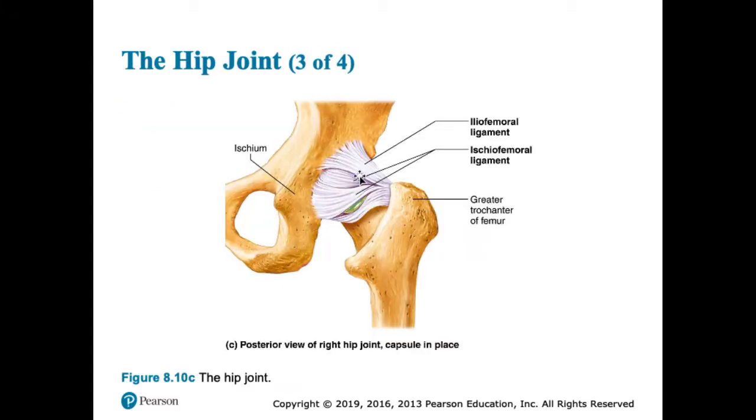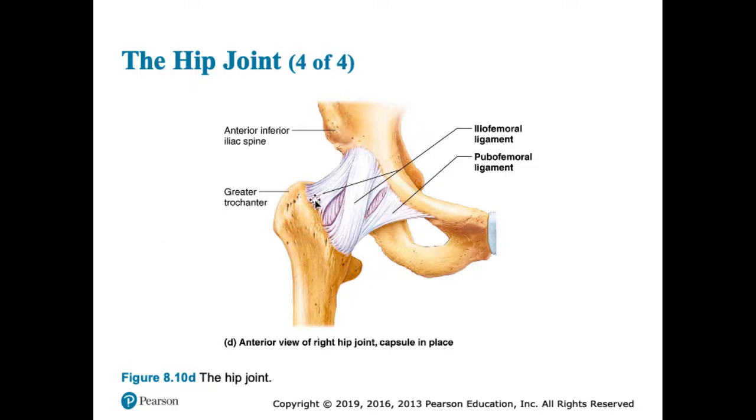And so you can see here is that iliofemoral ligament and the ischiofemoral ligament. So make sure you take a look at each of those. And here is a different view so that you can see not only the iliofemoral ligament, but also the pubofemoral ligament.